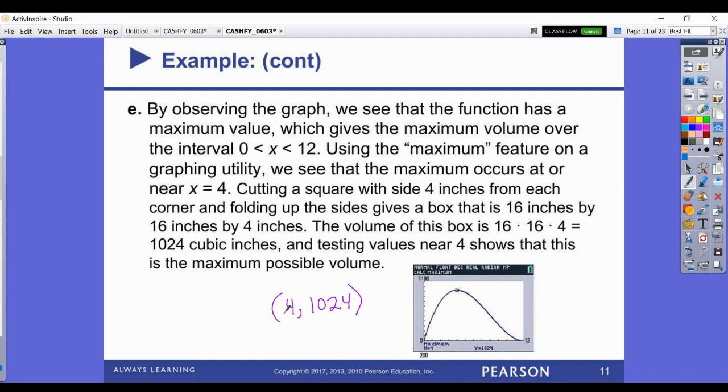What does that tell me? This is my x. This is how much I should cut off of each corner. I should cut off 4 inches off of each corner. And then when I fold it up, this will be my volume. Okay, that's what they're asking for.